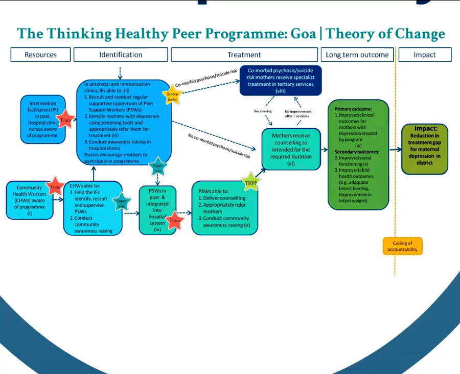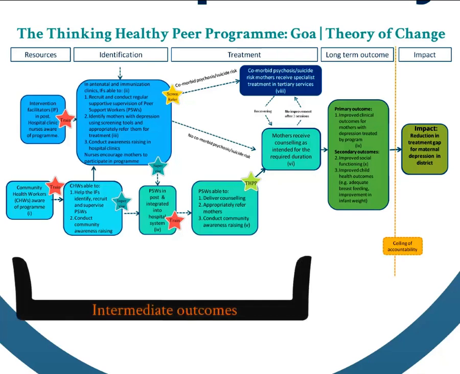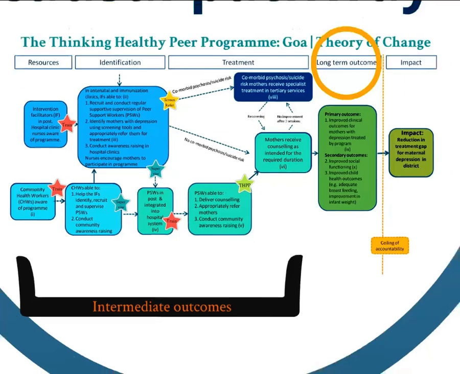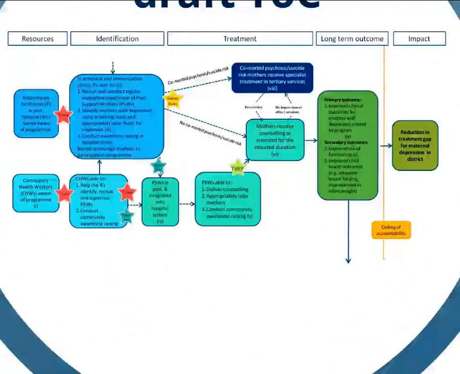So adding the ceiling of accountability shows that while we're working towards an impact, this project won't on its own reduce the treatment gap for maternal depression in the district. It'll only have an impact on improving the outcomes of the women who are actually treated by the programme. So all of these things in this bracket are the intermediate outcomes, and then the primary and secondary outcomes are the long-term outcomes of the project, which you can think of as the primary outcomes of your evaluation.